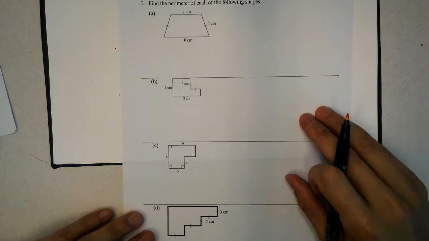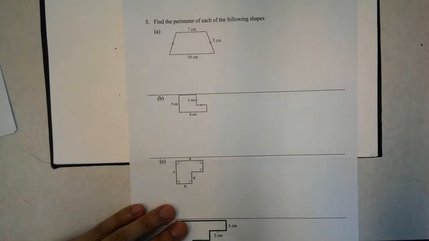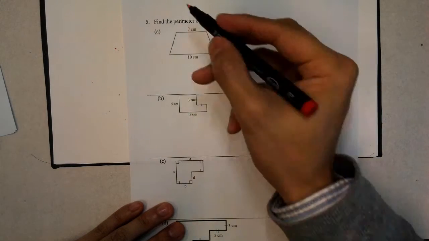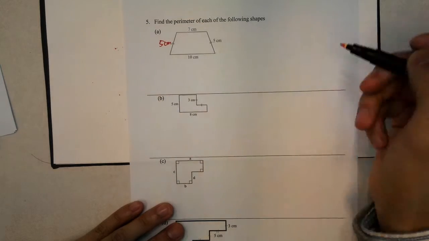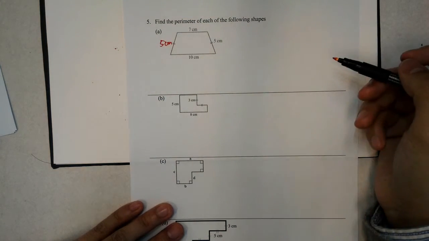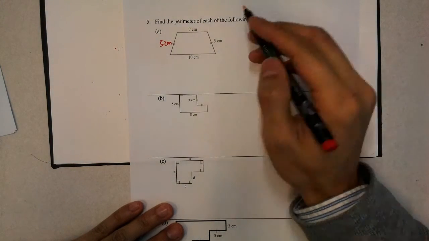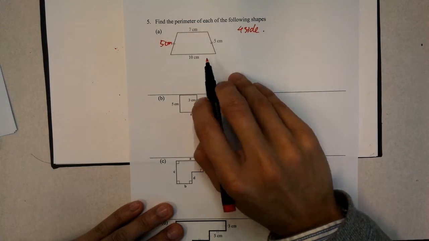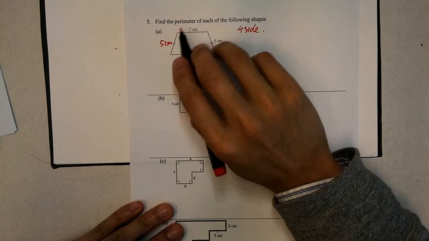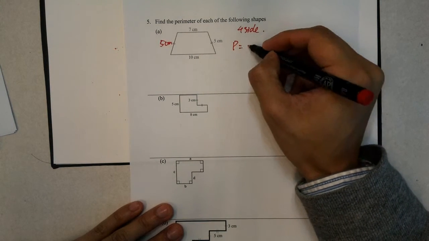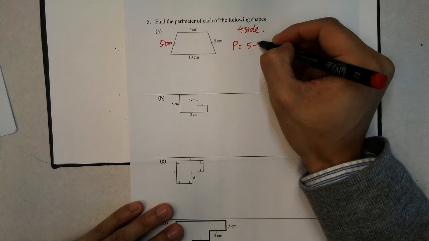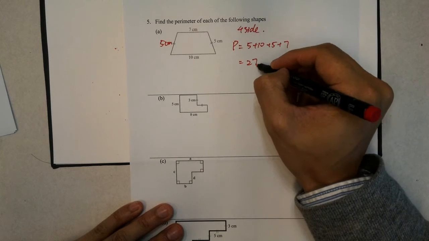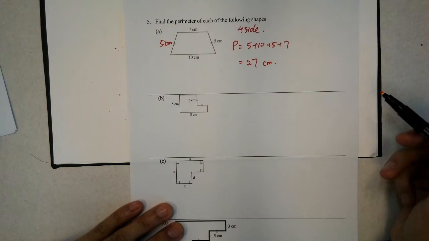And next one, we find the perimeter. As we mentioned before, if two sides have the same marks here, they have the same length. So what we do to find the perimeter is we count how many sides: 1, 2, 3, 4, 4 sides, and they're all in the same units, and I've got all the sides, so therefore perimeter is equal to 5 plus 10 plus 5 plus 7. Then we have 27 centimeters.